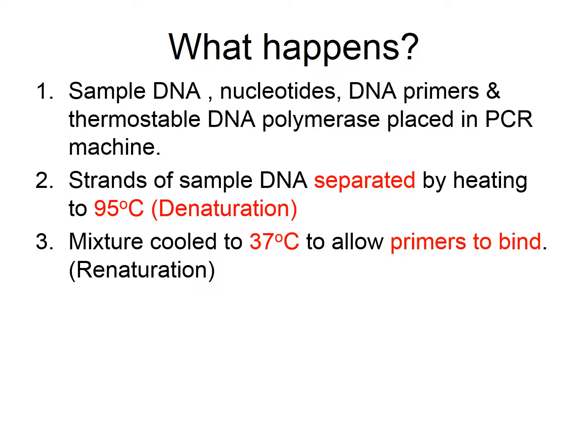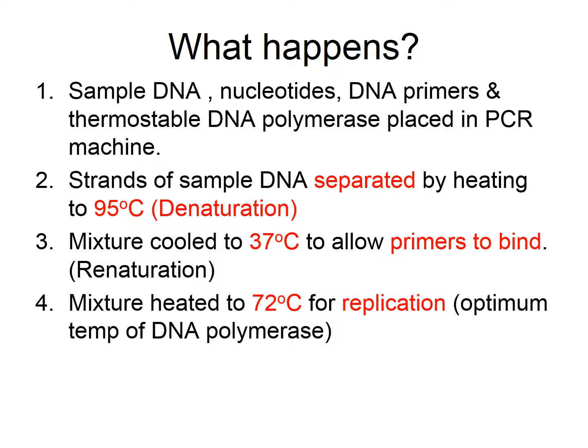Then what happens? You supply the primers at this particular temperature. The primer looks for the starting point, and once it does, you reduce the temperature down to the body temperature of 37 degrees. In this process, the primer is allowed to bind to the two separated strands of DNA. This is called renaturation. So first you denature and then you renature. This allows the primer to bind to the starting point of both the template and the non-template strand of DNA.